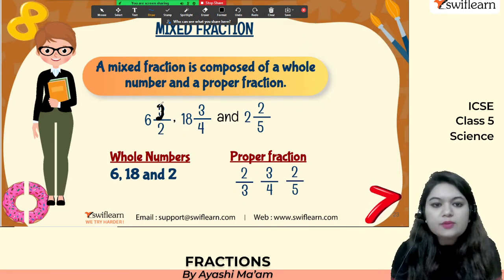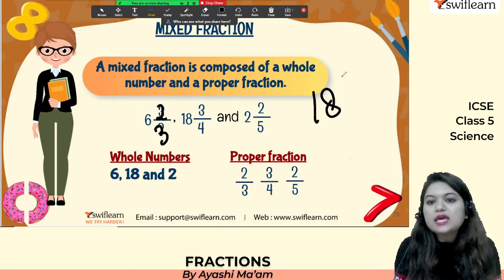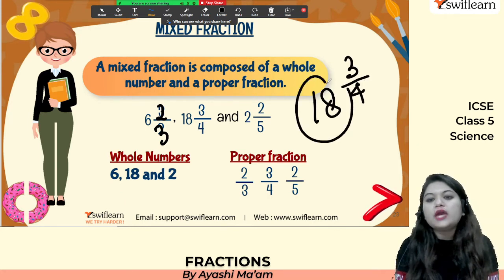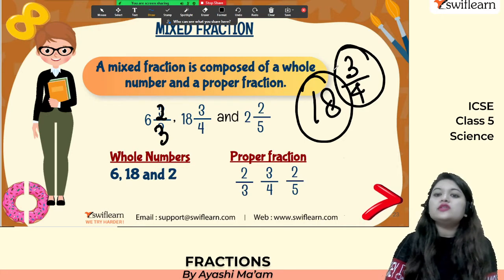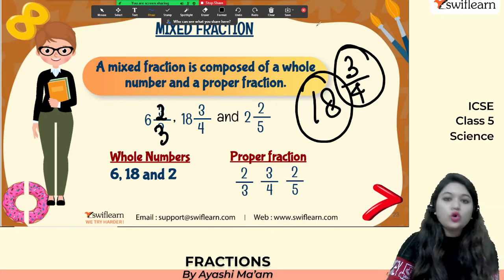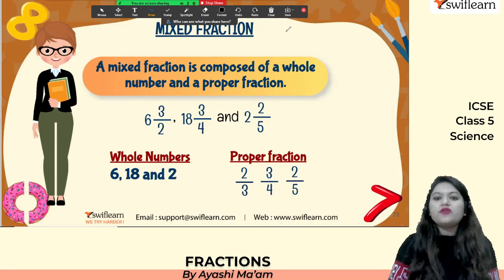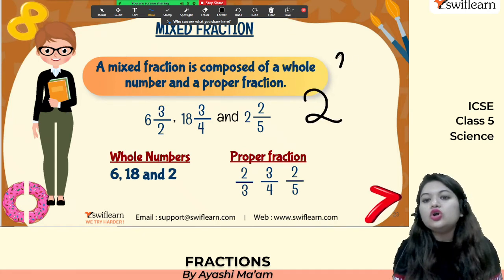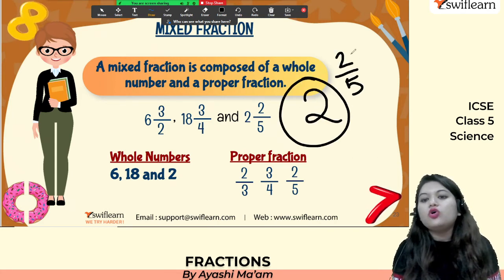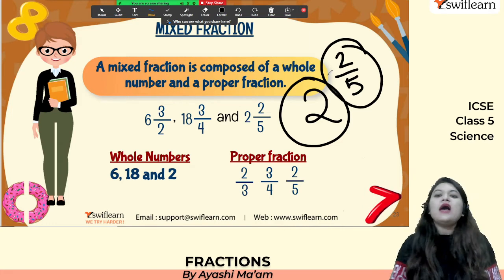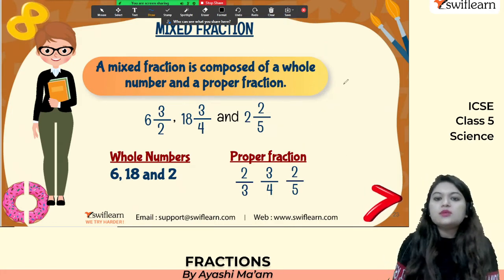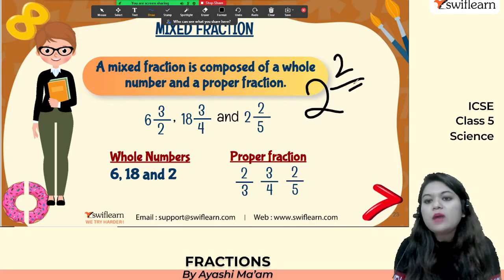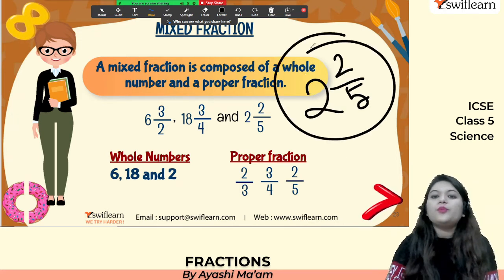Similarly, when we say 18 and 3 by 4, 18 is the whole number, 3 by 4 is the proper fraction. Therefore, this is a mixed fraction because we have a whole number and we have a proper fraction. Next, we have 2 whole 2 by 5. Here also we have a whole number and a proper fraction. So, this is a mixed fraction. Why is this a mixed fraction? Because we have a whole number and we also have a proper fraction.